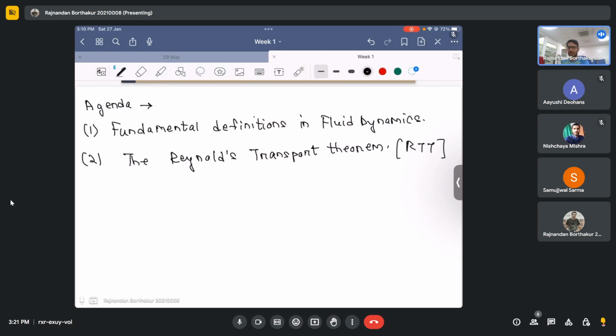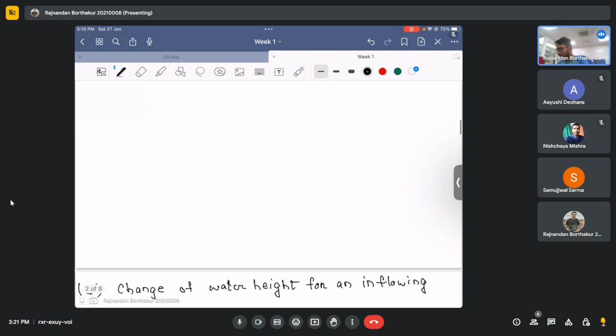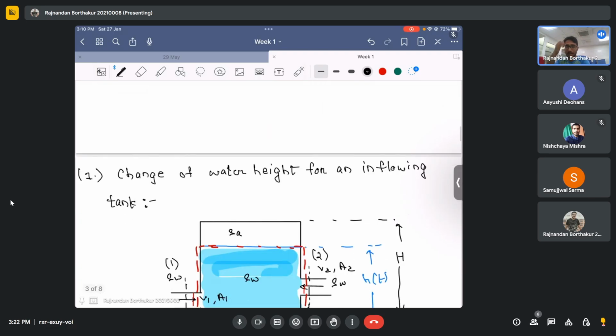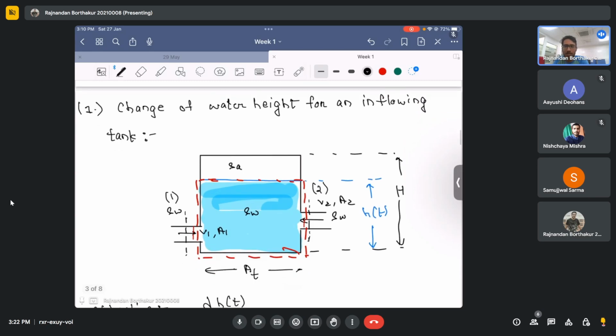So if you don't have any questions, once again, for the ones who joined late, welcome to the first interactive session. As I said, we'll basically be solving problems here. And today we will be solving problems associated with some basic definitions of fluid dynamics and the Reynolds transport theorem. So let's begin.